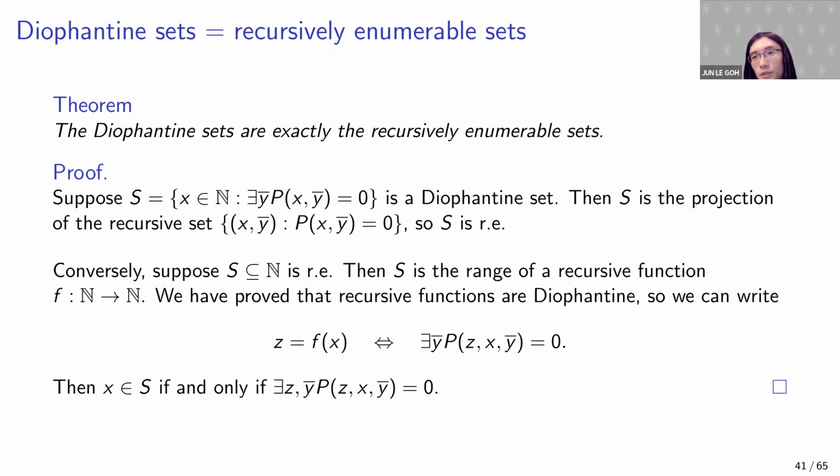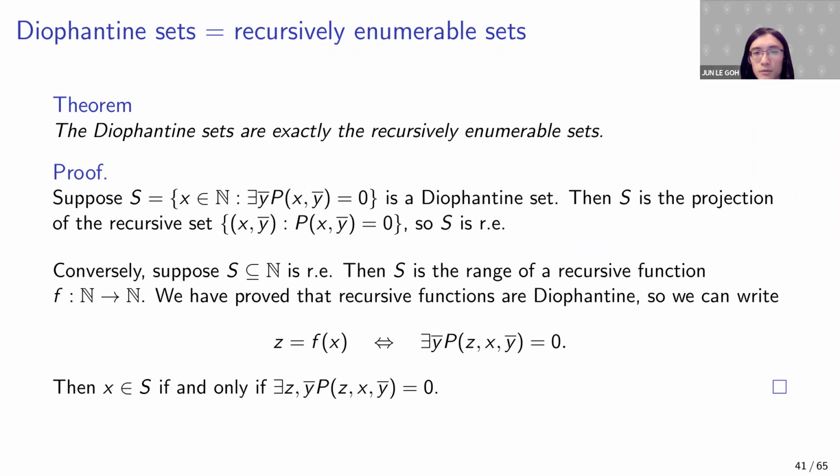Now we showed that recursive functions are Diophantine, so we can write down a Diophantine definition for what it means for z to be equal to f of x. There must be some Diophantine equation that defines it. Then notice that x is in S if and only if there exists z and y such that P(z,x,y) equals 0.